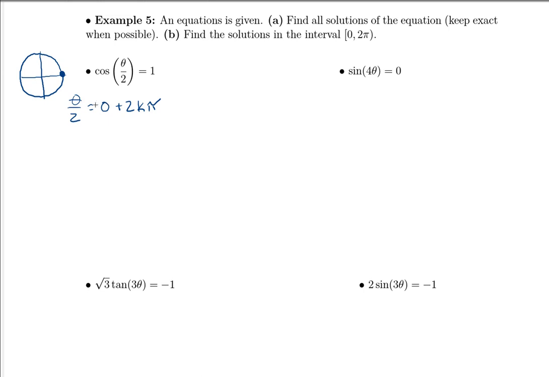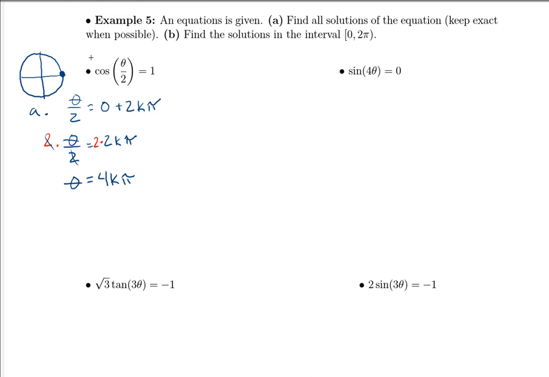Now, of course, we can drop that 0, so this is part A, by the way, theta over 2 equals 2k pi. And then to get theta by itself, we can, of course, multiply by 2 on both sides. So my answer in part A is just to say theta is equal to 4k pi.